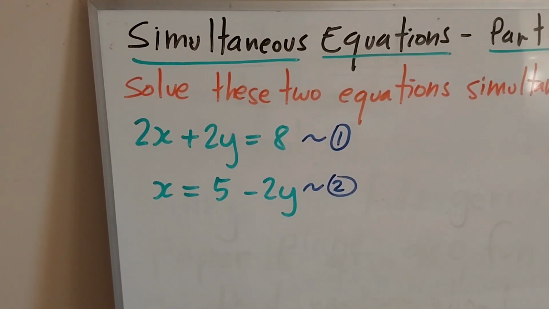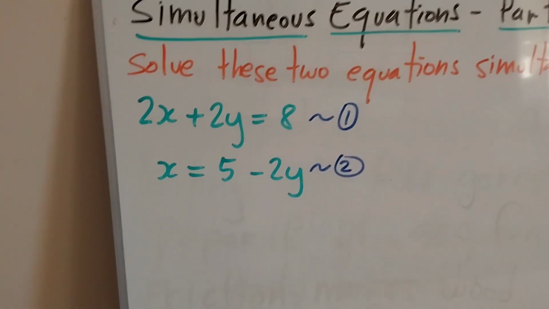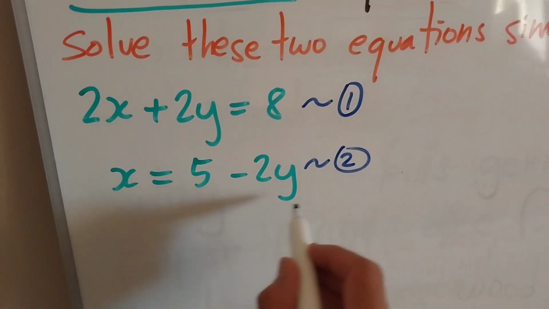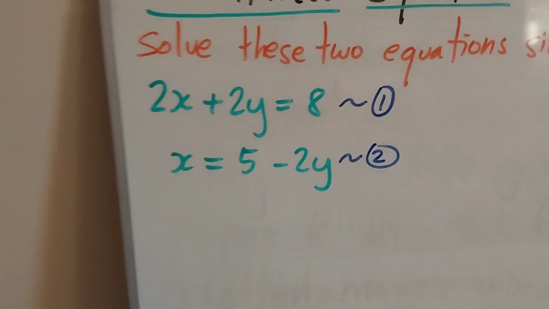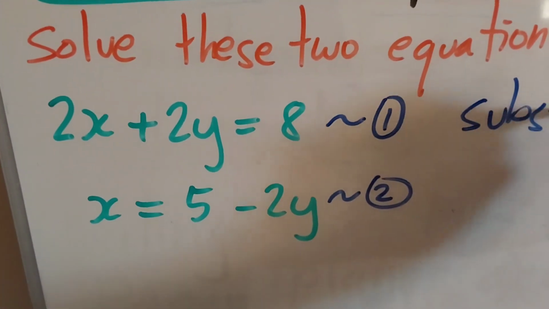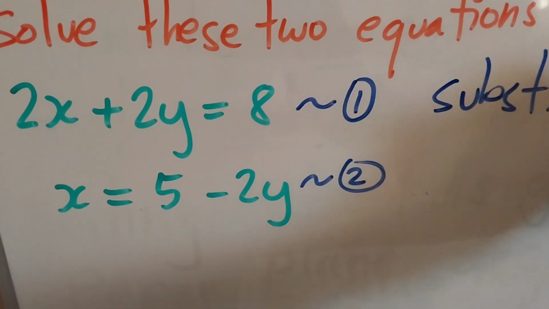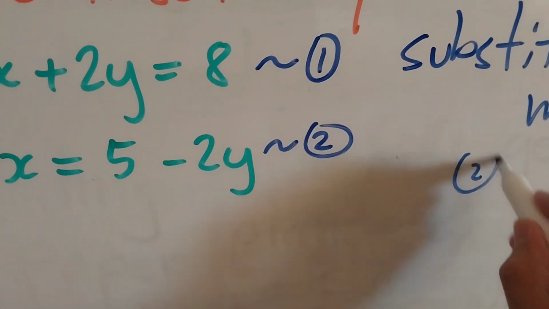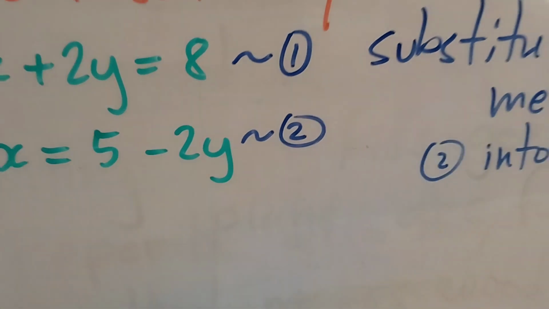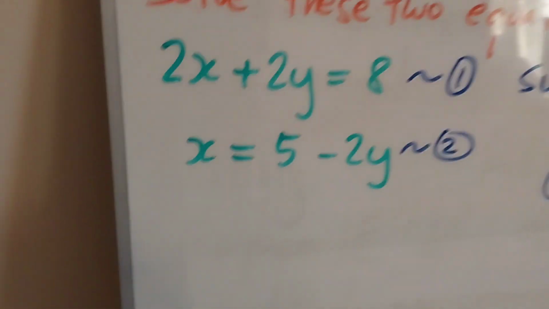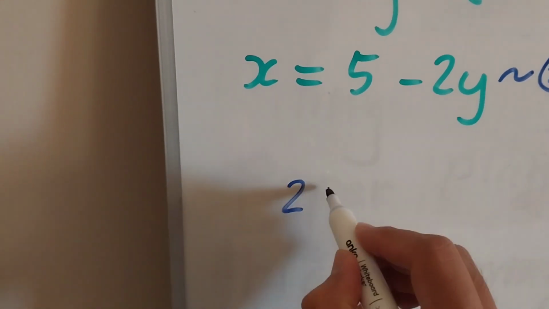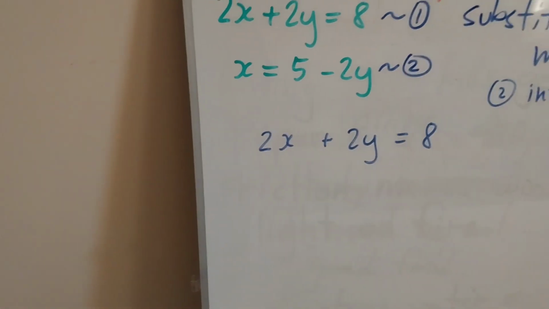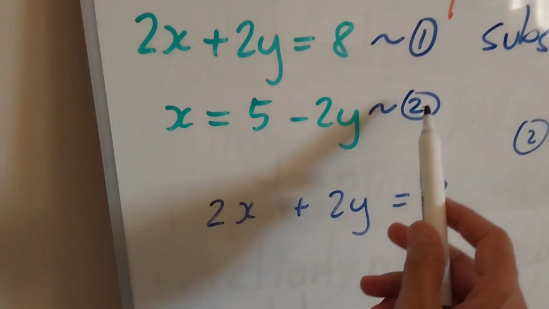The best technique that will work over here is the substitution method, because we have x as the subject of the formula over here, and this equation can be put into equation 1 to solve. So use the substitution method, and we're going to put equation number 2 into equation number 1. So equation number 1 says 2x plus 2y is equal to 8. That's equation number 1. Now, how are we going to put 2 into 1?